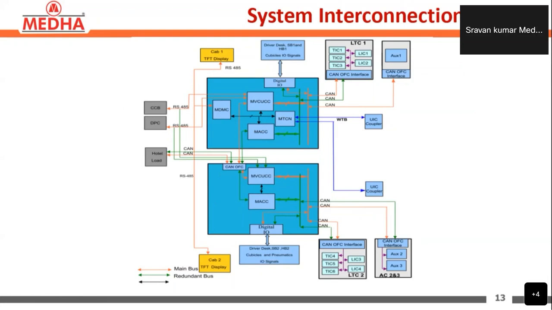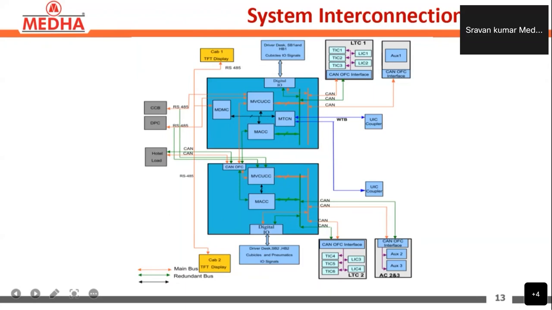So here, the orange color bus, wherever you see, that is the main bus. And the green color bus, that is the redundant bus. And the black color one is the parallel communication between the processors here. To increase the speed of communication, we are using the parallel communication here. That is the DTRAM communication that we are using here.